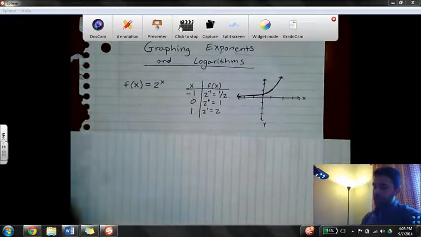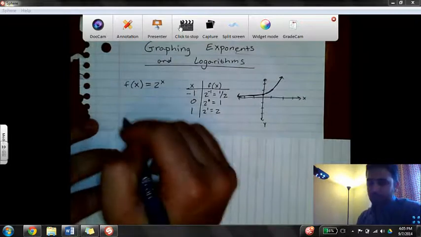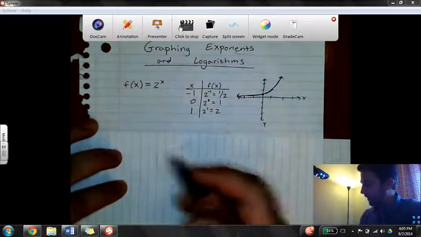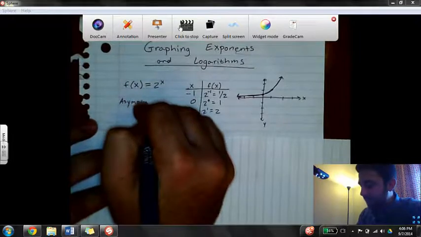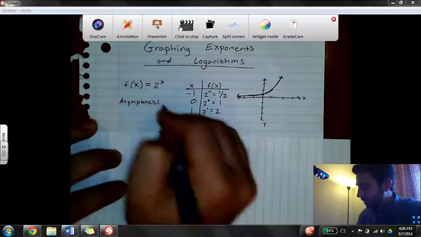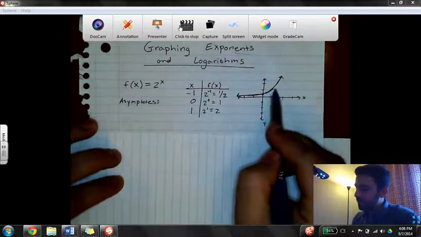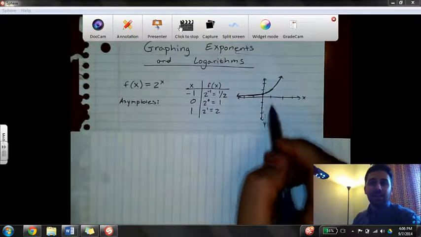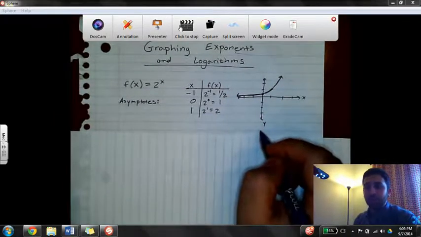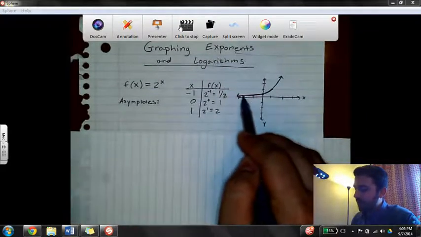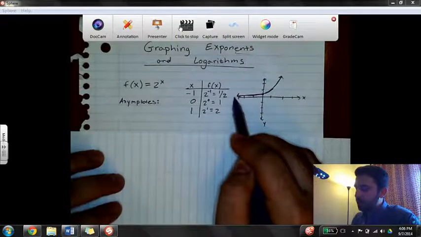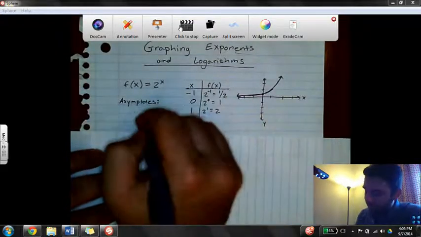And then a few important things to remember about our functions is we're going to be asked to find the asymptotes. And in this situation, the asymptote is the kind of imaginary line the function is approaching but not crossing. Here we notice that our function is going to the line y equals 0.